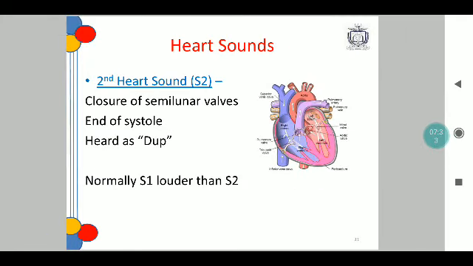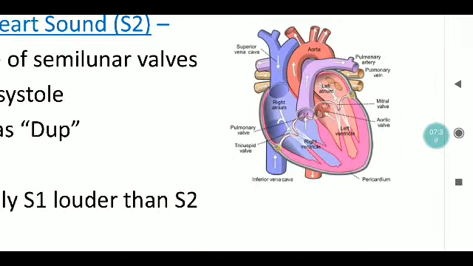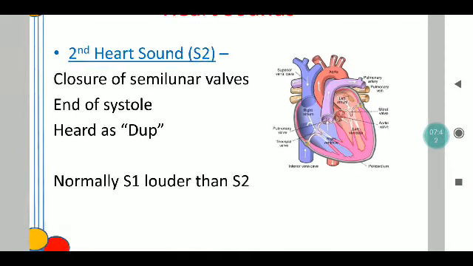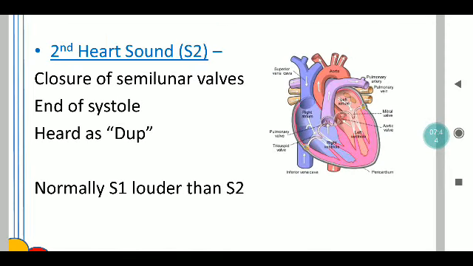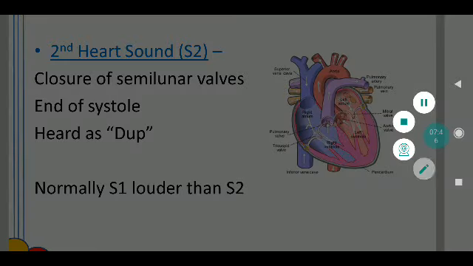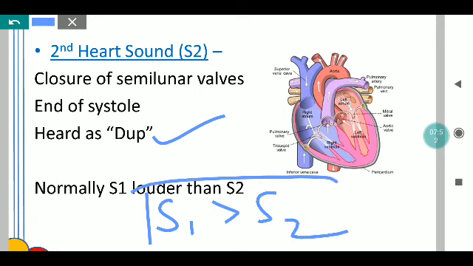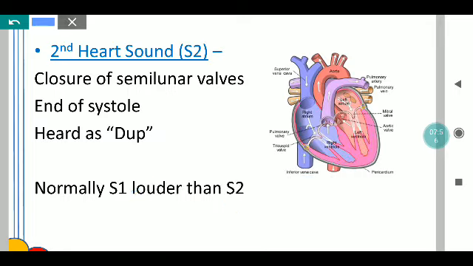The second heart sound is characteristically seen because of the closure of semilunar valves. The semilunar valves are the aortic and the pulmonary. So these are the semilunar valves. And the second heart sound marks the end of systole and it is characteristically heard as a dup. Generally, S1 is louder than S2. So the closure of the AV valves is louder than the closure of the semilunar valves.